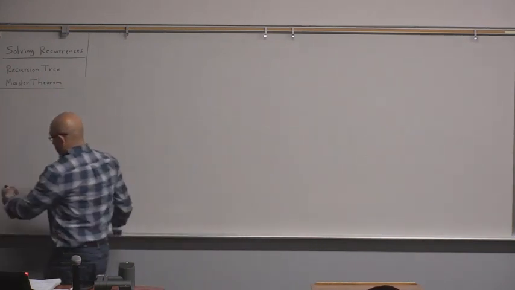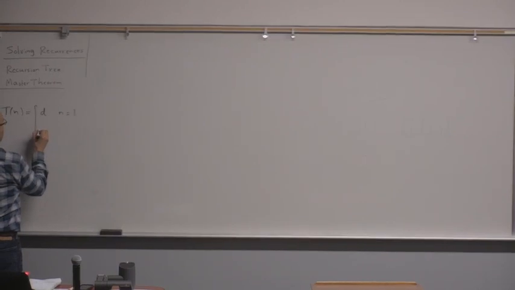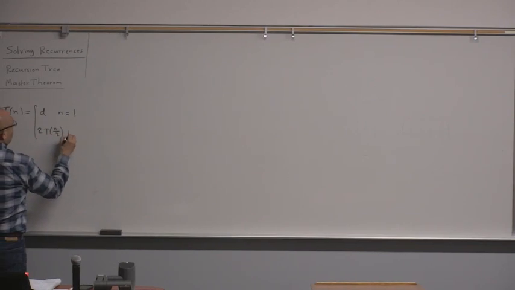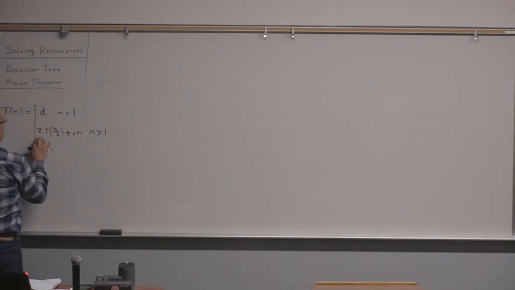Okay, so again, this is the recurrence that we are trying to solve. T of n equals D if n equals 1, and 2T of n over 2 plus Cn if n is greater than 1.